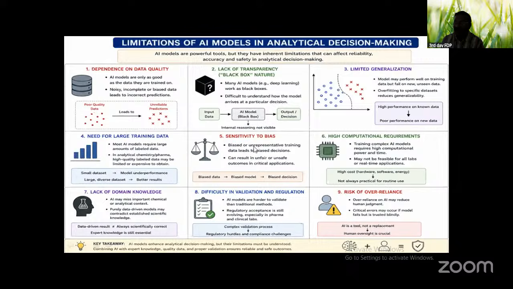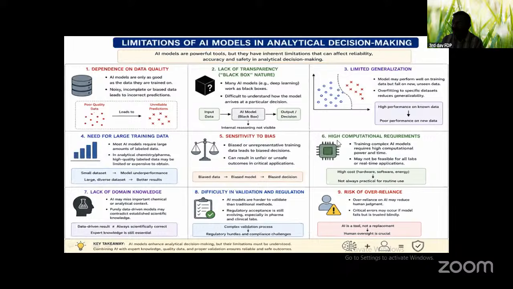Then the other one is sensitivity to bias. Biased or unrepresentative training data leads to a biased decision. This is not correct in the pharmaceutical sciences because we are producing health benefit products. It can result in unfair or unsafe outcomes in critical applications. That means in critical applications it gives unfair and unsafe outcomes. That's why sensitivity to biased data is a limitation.